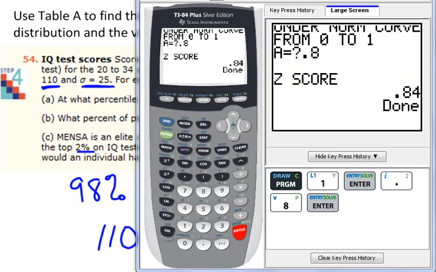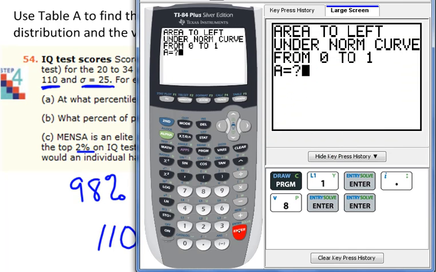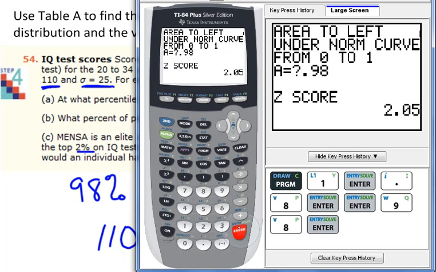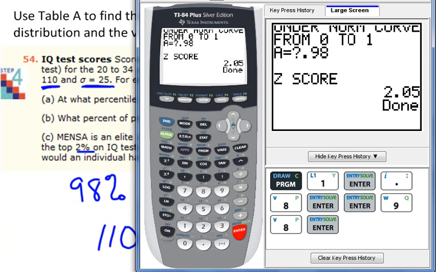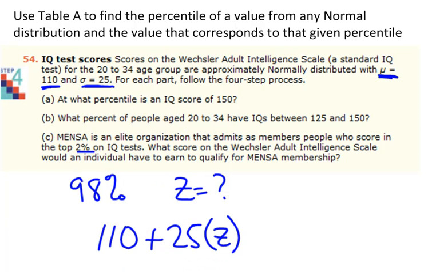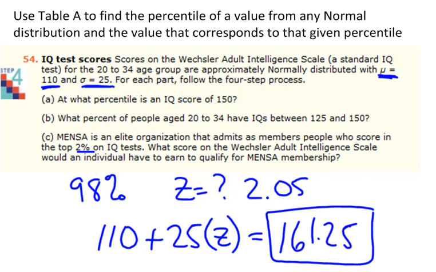And of course I'm going calculator on this. When I hit enter, 0.98 for the 98th percentile, it gives me the z-score, which is 2.05. And when I do 110 plus 25 times 2.05, let's put this in here, 2.05, I get, you tell me, 161.25. So that's the idea of using information from the table about percentiles to actually put answers to problems back in context.